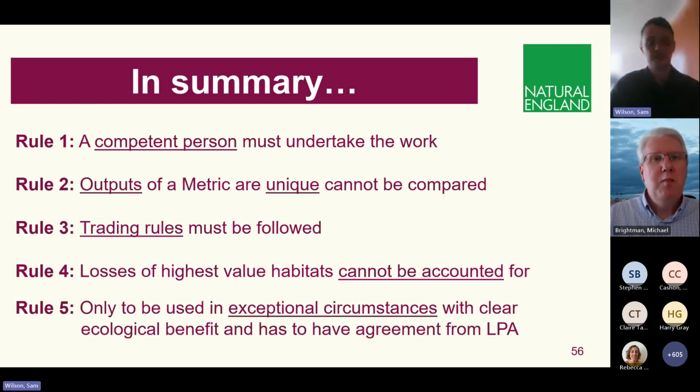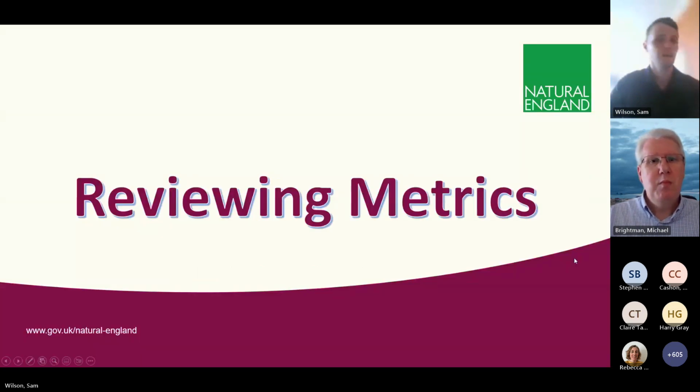And Rule 5 is that in those exceptional ecological circumstances where there's a clear benefit and there's agreement from the LPA, someone may be able to submit a metric with a red box that still makes sense. And that's the end of the look through those.